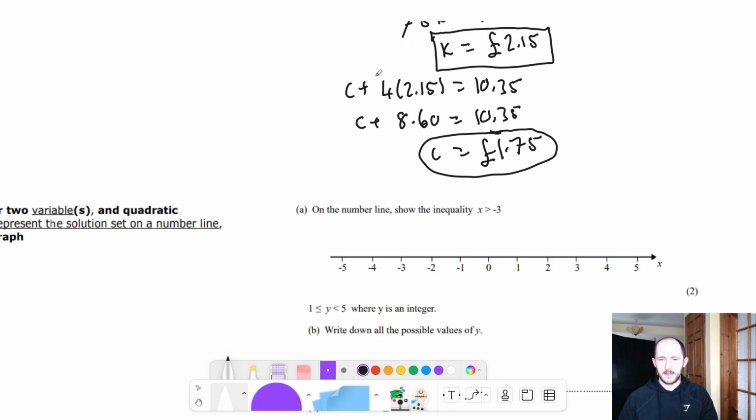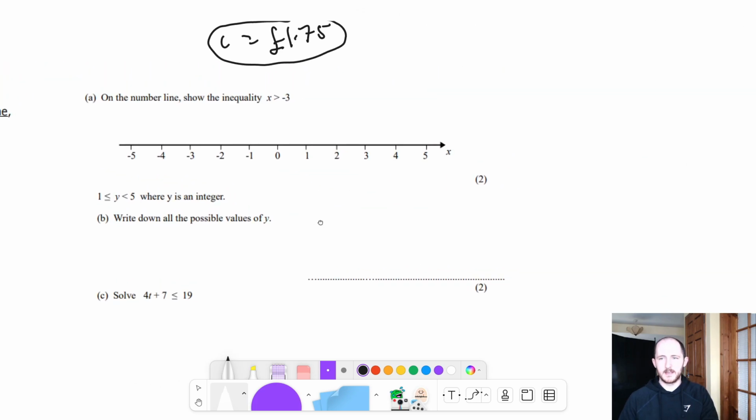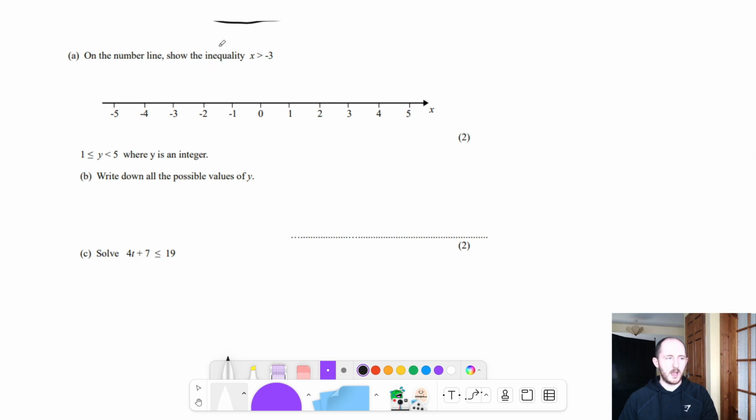Okay. You also need to be able to solve inequalities in 1 or 2 variables, so 2 variables if you are higher, and quadratic inequalities, and represent them on number lines. So first part is foundation tier and higher tier. On the number line, show the inequality x is bigger than minus 3.